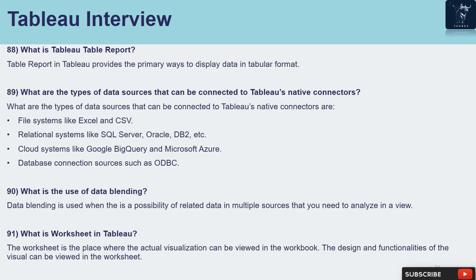89. What are the types of data sources that can be connected to Tableau's native connectors? The types of data sources that can be connected to Tableau's native connectors are: file systems like Excel and CSV, relational systems like SQL Server, Oracle, DB2, etc., cloud systems like Google BigQuery and Microsoft Azure, and database connection sources such as ODBC.